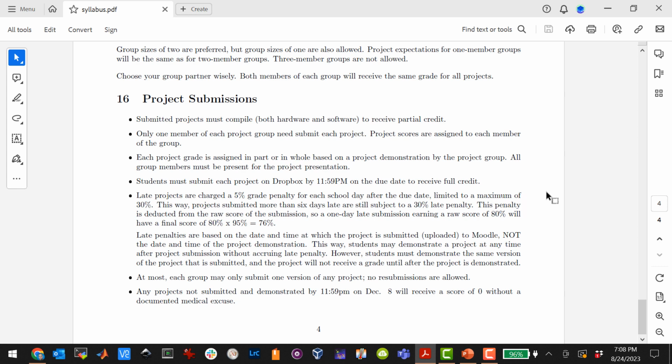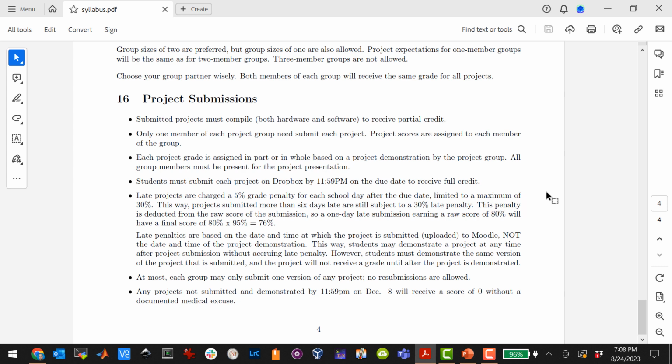If you submit it late, that's fine. We have a late policy here, which is only a 5% grade penalty per school day after the due date, and it's capped at 30%. So if you wait till finals week to submit everything, you'll lose 30% on each project, right? And that's multiplied against the score you receive. So if you get a 90%, then we'd be multiplying that 90 by 0.7 to calculate the final score, if you turn it in during finals week, okay?